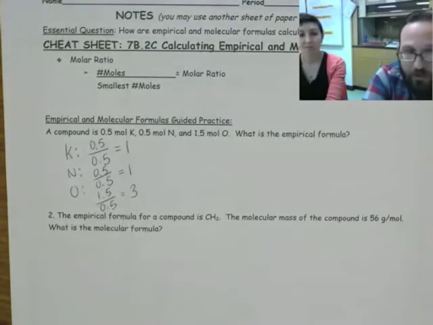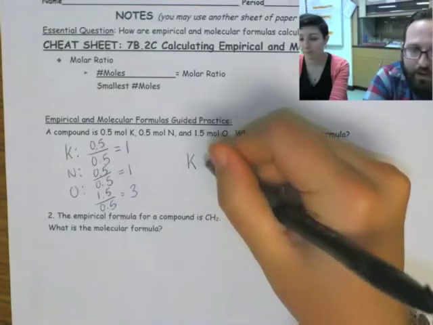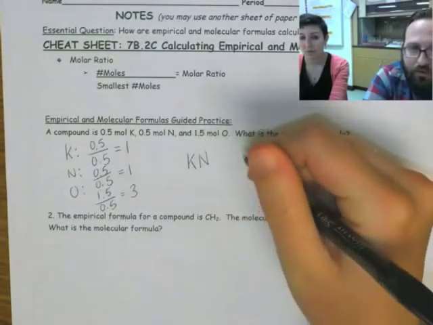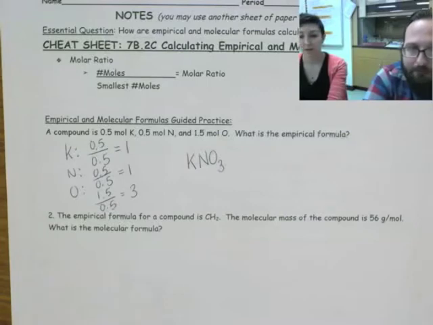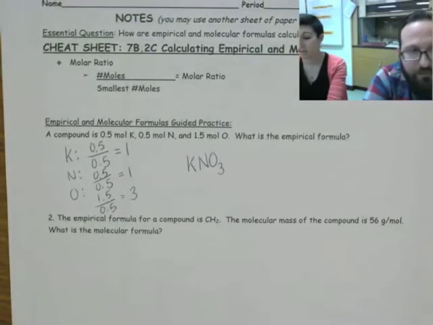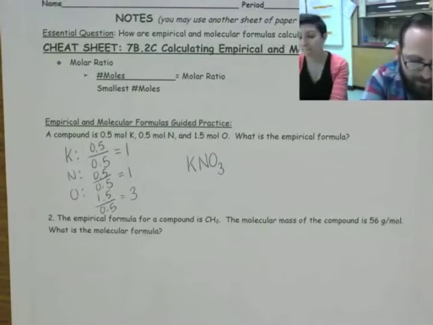So now I just plug those in and rewrite my formula with that number of atoms for each. I've got 1 K, 1 N, and 3 oxygens. So you've got KNO3. That's it. Okay?